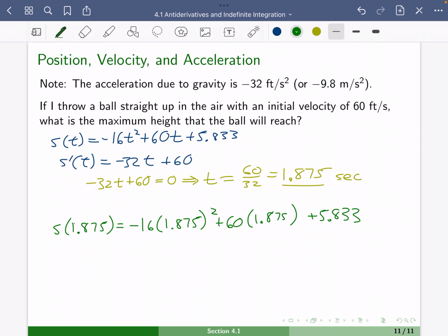Now, if I didn't know about the setting, then I would need to verify that this is going to be a maximum and not a minimum. But this will make sense, right? We've thrown it into the air, so it should be going up. It will hit a maximum height, and then it's going to start going down. It's not going to go up and then keep going up. And it's not going down and then going to start going up. So this is a maximum. And when we plug that in, we get a maximum height of something like 62.083 feet.